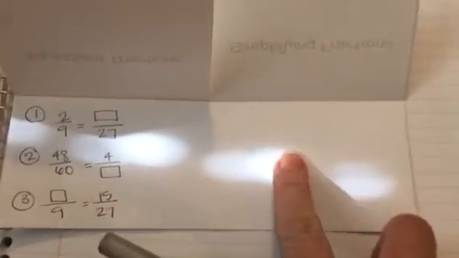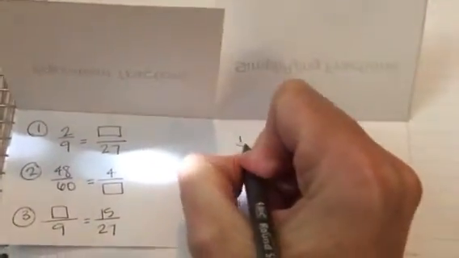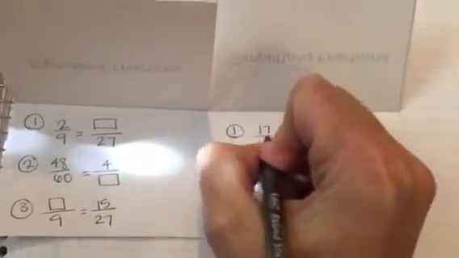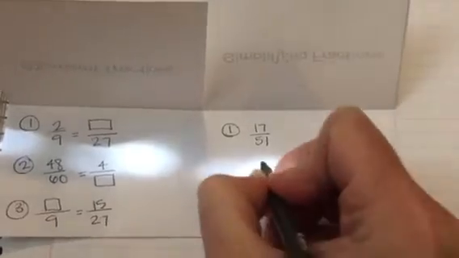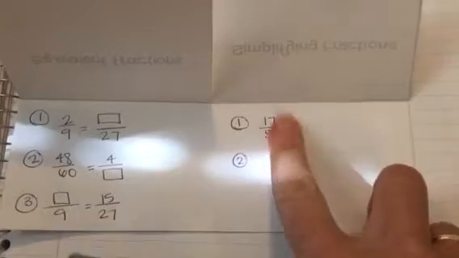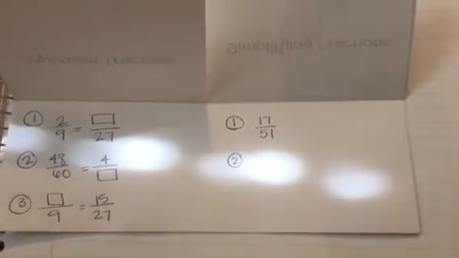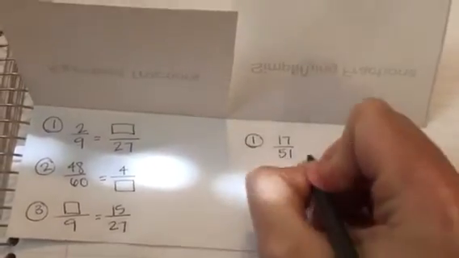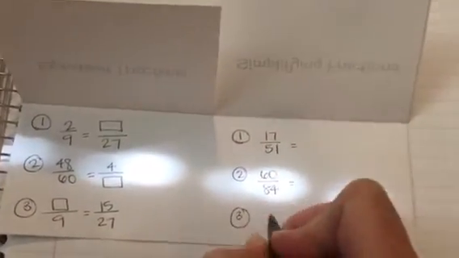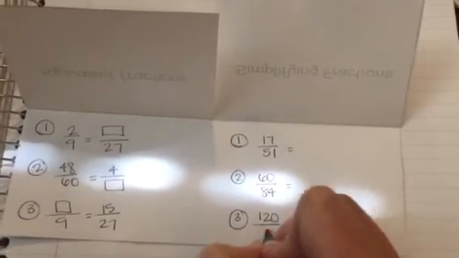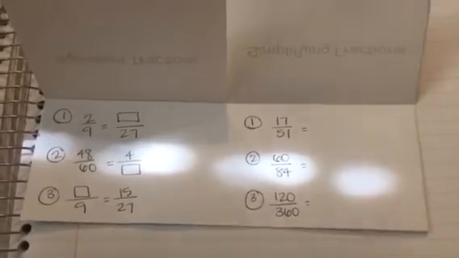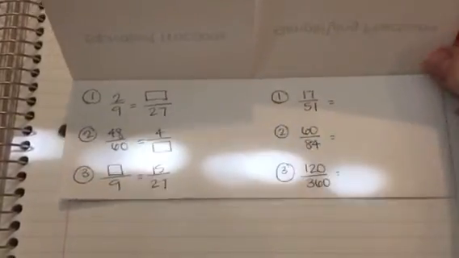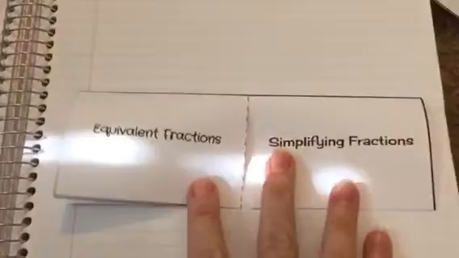Under the simplifying fractions, you're just going to simplify 3 fractions for me. The first one is 17/51. A lot of students think that one is simplest form already because you have a 17, but I'm here to tell you that it is not. The next one is 60/84. And then the final one is 120 over 360. When you're finished, this goes glued into your notebook as instructed on your haiku page.